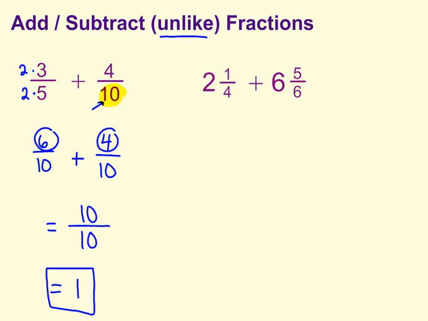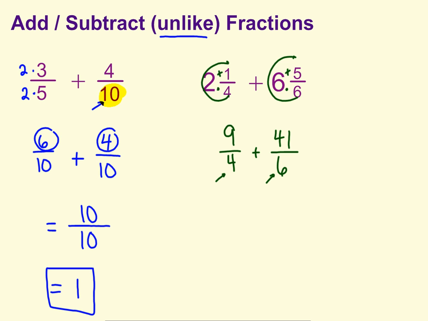Alright, next example, when you have your mixed numbers, we do want to go ahead and turn these into improper fractions. So we start with the denominator, work our way around. 4 times 2 is 8, plus 1 is 9. So we have 9 over 4, plus, work our way around, 6 times 6 is 36. 36 plus 5 is 41. And keep your denominator.